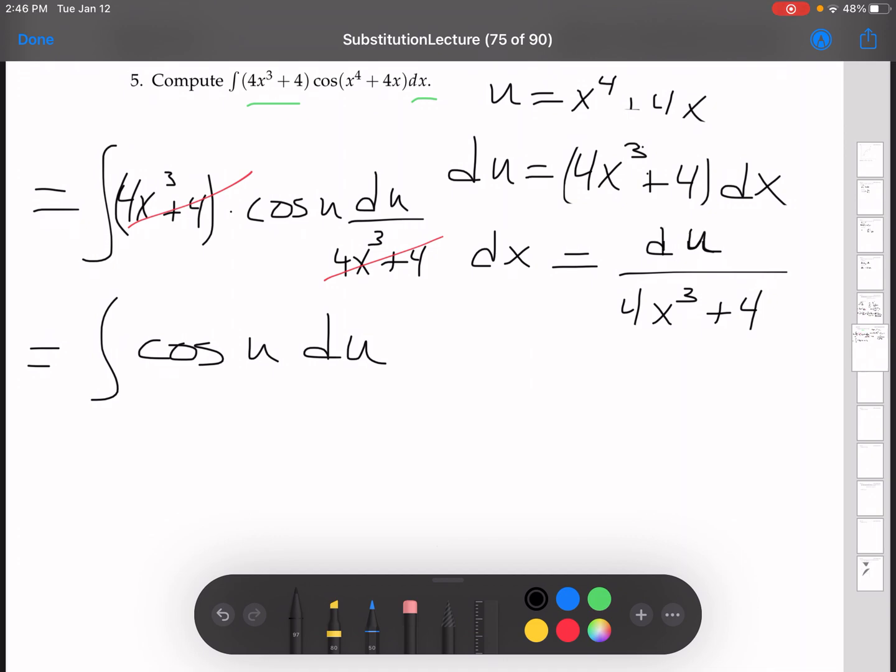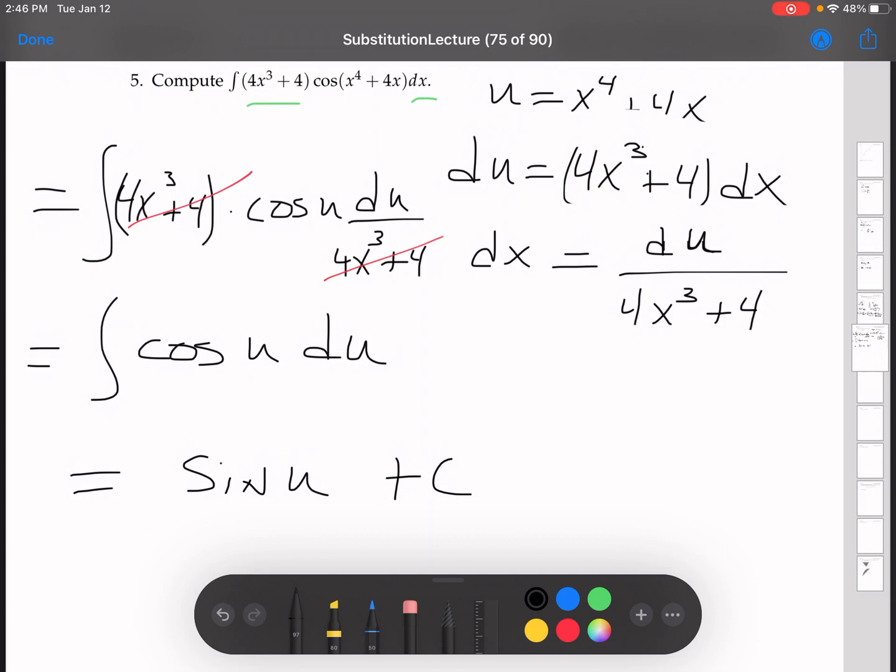All right, so we get cosine u du. Let's see, antiderivative of cosine. It's either going to be sine or negative sine, right? Let's say sine u plus c. Now you can check your work. The derivative of sine is cosine. Okay, so we know we did that right.